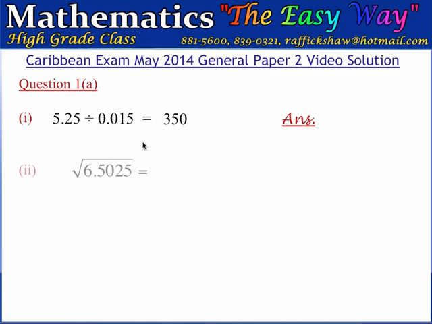Part 2 wants us to use the calculator again to find the value of this square root of 6.5025. So we go ahead, type this in our calculator, and when we do this calculation, the result is 2.55.